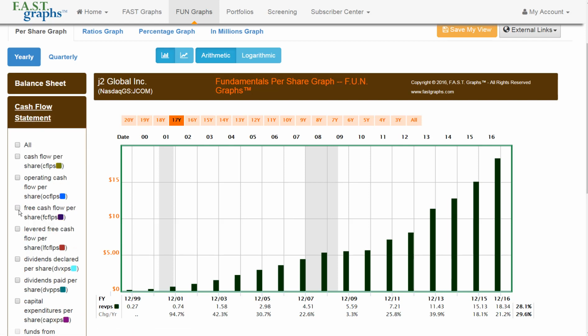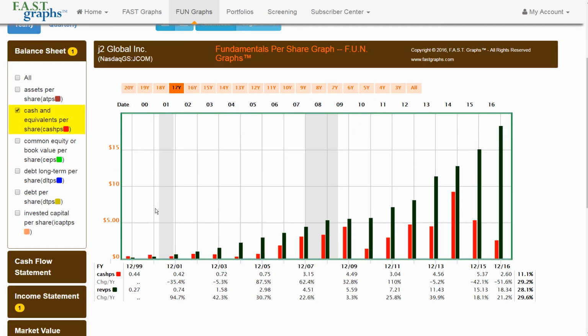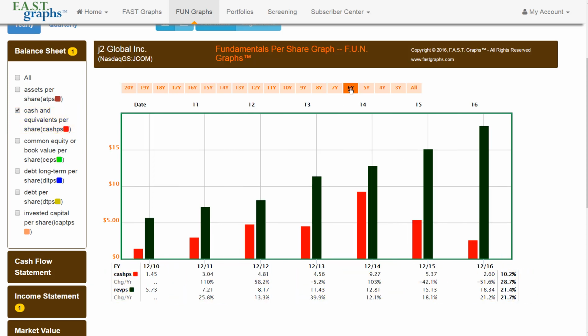And then in addition to that, I'd like to take a look at another balance sheet item, cash and equivalents per share. And as you can see, the company has a lot of cash on hand and has had a lot of cash on hand. And I think this is especially impressive when you consider the fact that they've made all the acquisitions they did in 2016, and they're still left with $2.60 worth of cash on hand per share.